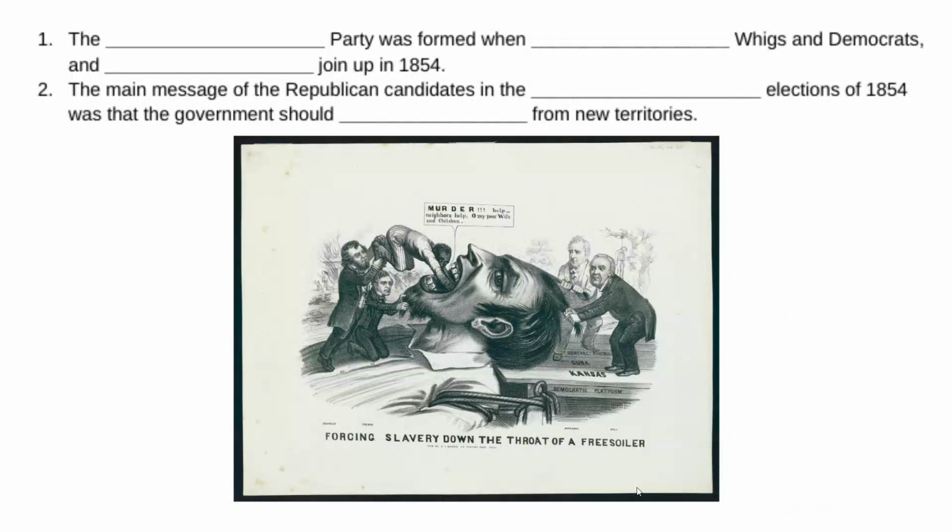So, looking at our political cartoon here, we've got an issue in our country. Obviously, we've been talking about slavery and the Fugitive Slave Act, but this cartoon kind of makes me think of Gulliver's Travels. We've got a giant here, and the saying at the bottom is "Forcing slavery down the throat of Free Soilers." Free Soilers are probably people who want free states.